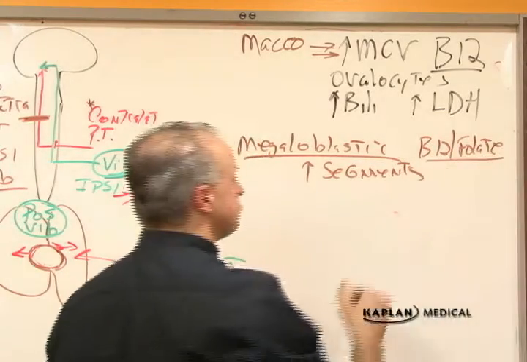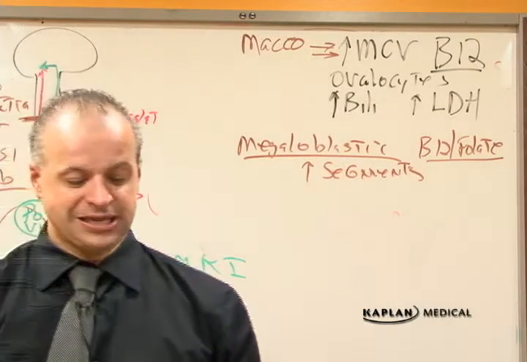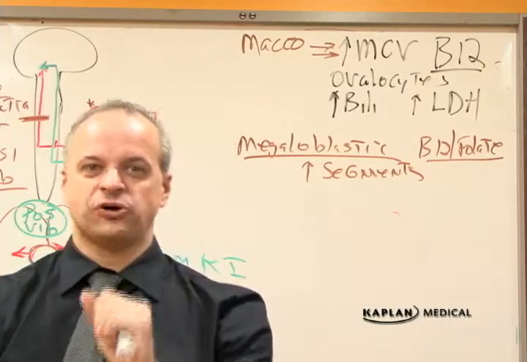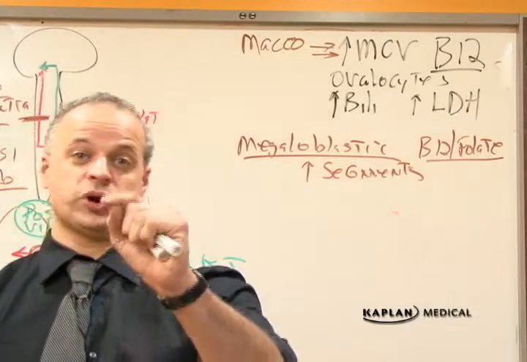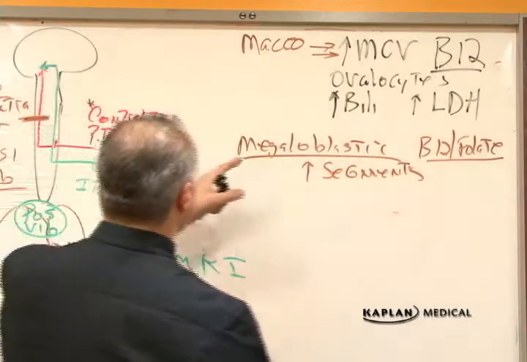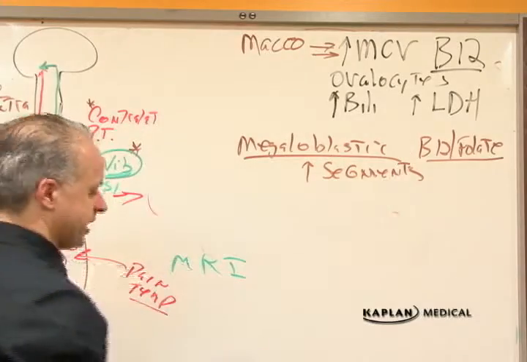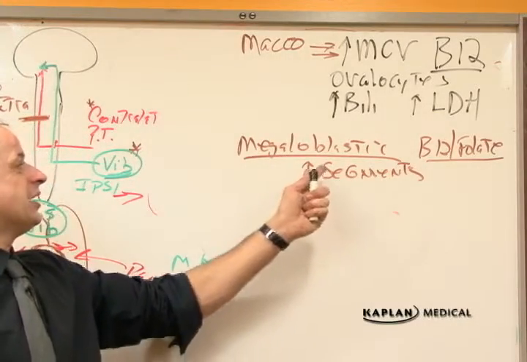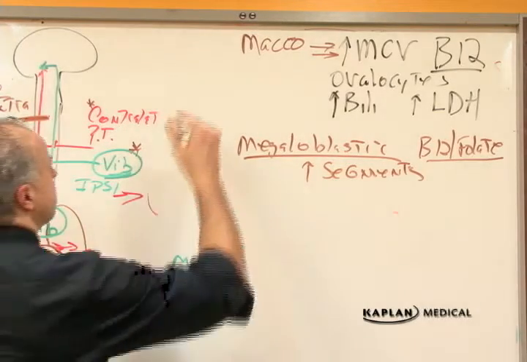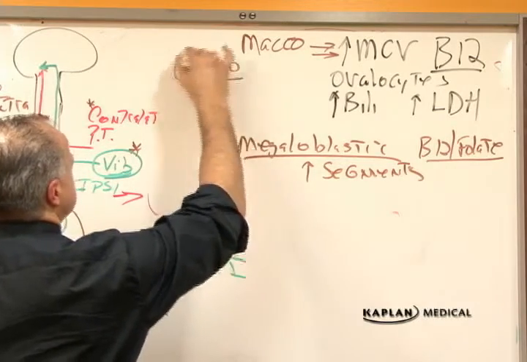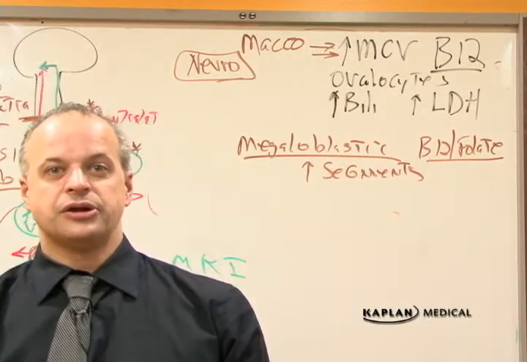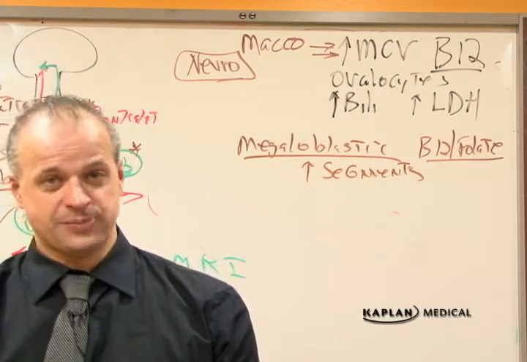Now, what is the difference between B12 and folate deficiency hematologically? What is the difference between B12 and folate in terms of their blood disorder? And the answer is nothing. They are identical hematologically. And what is the difference between these? Is that B12 deficiency gives you neurological abnormalities.